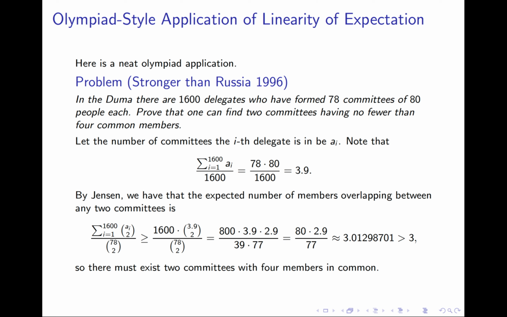And so we can get a lower bound on this number by Jensen's, because the function x choose 2, which equals (x squared minus x) over 2, is convex. And if we do that, we'll get a lower bound of approximately something that's slightly greater than 3. And so if the expected overlap is slightly greater than 3, that tells us there has to be 2 committees with at least 4 members in common.